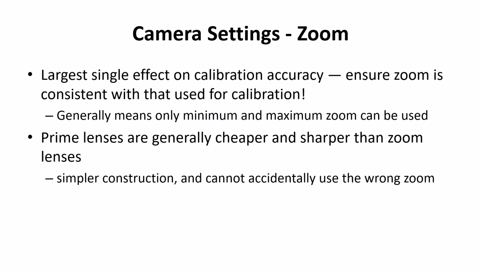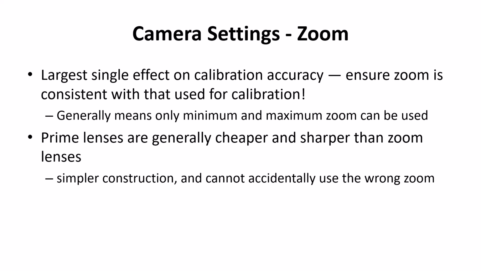So now we have to think about these camera settings again. This zoom feature I said. Zoom is going to have the biggest single effect on the calibration accuracy if you have a zoom lens. And so we want to make sure the zoom is consistent with that used for calibration. And that generally means you can only use the very minimum or maximum zoom setting on your lens. Don't use anything in between, and don't change it as you go along the object of interest, taking additional photographs.